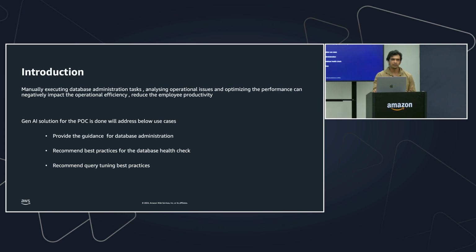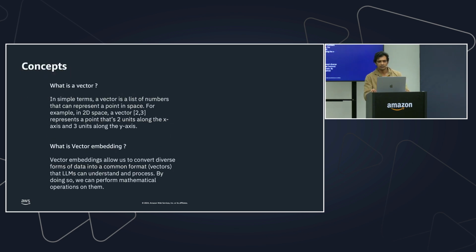So before we jump into the architecture of this solution, let's understand what the building blocks and basic concepts used are. GenAI is built on top of vectors and vector embeddings. So what is a vector? A vector is how you represent a particular subject or an entity in a multidimensional space. So each dimension of a vector represents a specific characteristic of that particular subject.